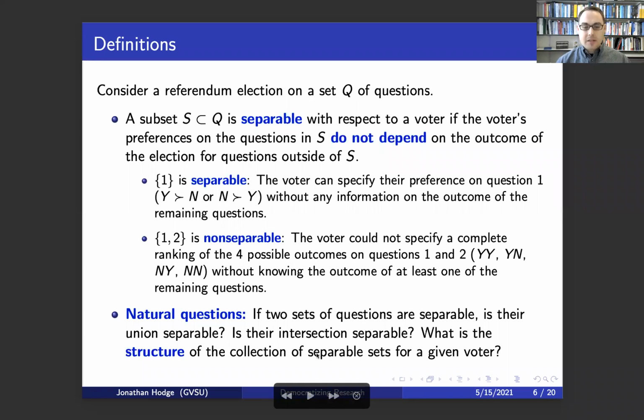This is a question that was studied in economics back in the 1950s, and it led to a very famous theorem called Gorman's theorem that said that in the context of economics, when we're looking at commodity bundles, pretty much separability is preserved by just about every set operation you could think of: unions, intersections, symmetric differences, things of that sort.